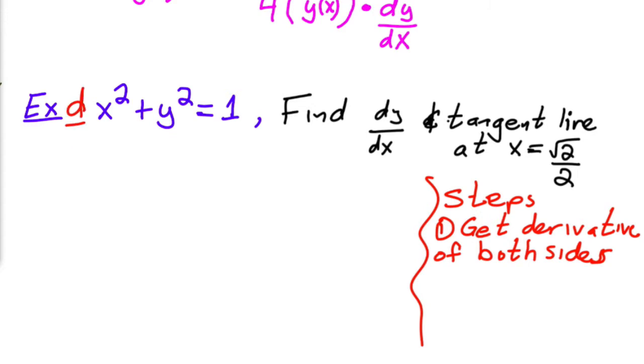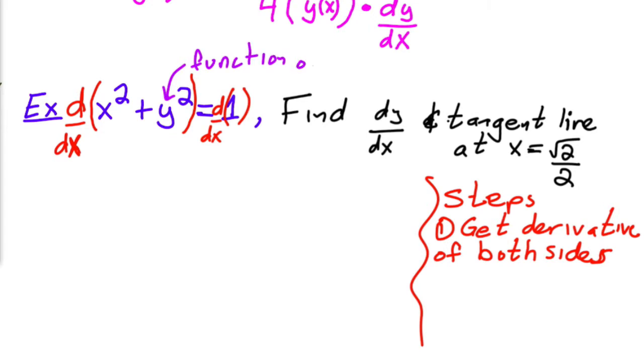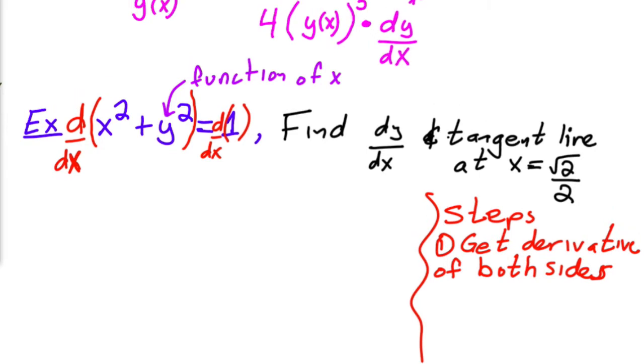So I get the derivative of both sides, and notice I'm using Leibniz notation. I'm using the operator for the derivative, and remember this tells me I'm getting the derivative with respect to x, both the left side and the right side. Now remember, this is a function of x. So when I get the derivative of that, I'm going to have to use the chain rule, just like I showed you up here.